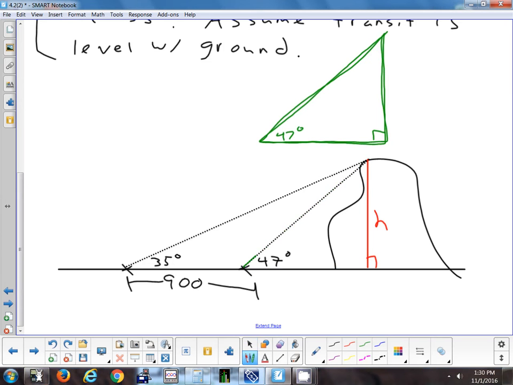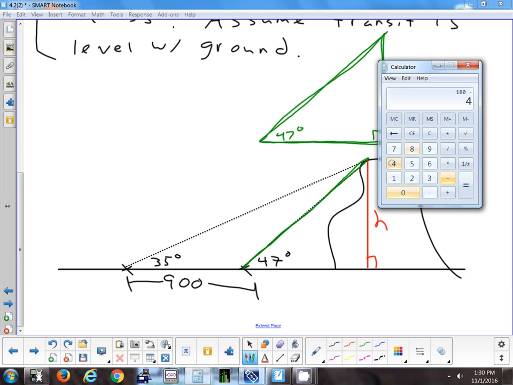But there is a side that is shared between the triangle that's formed by the dotted lines and that green triangle I just drew. This side is shared between them. And I've got enough information that I think I can work with this triangle right here. So I want to focus first on this angle right here. Knowing the one next to it, anybody know how I can find the one that's inside? Subtract 47 from 180. So now I know this angle is 133.